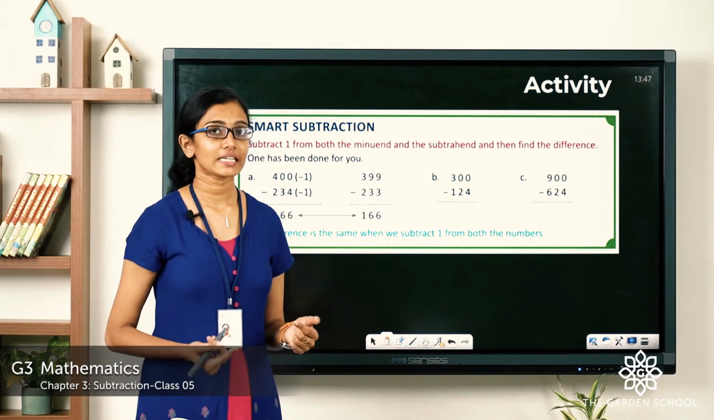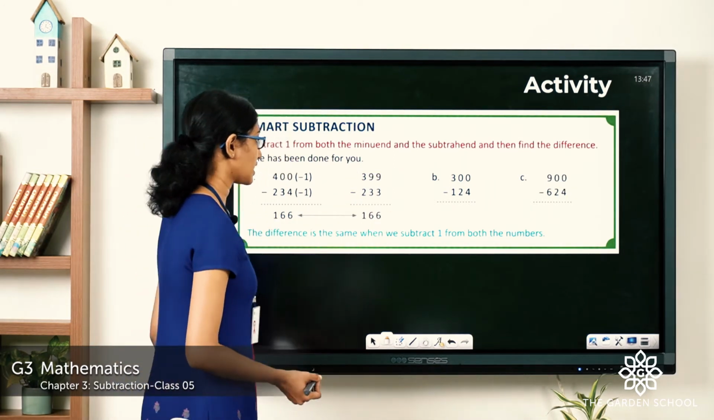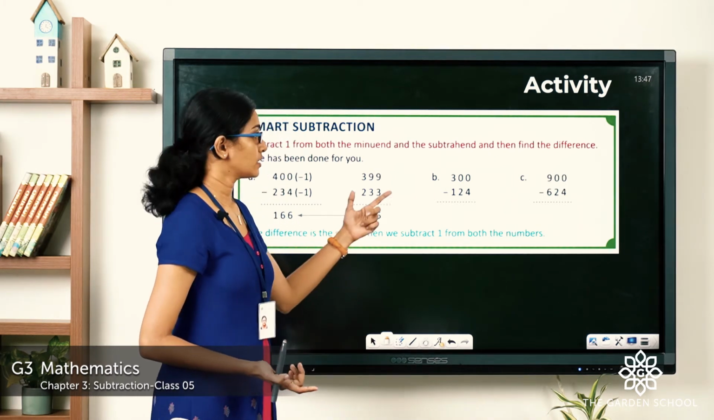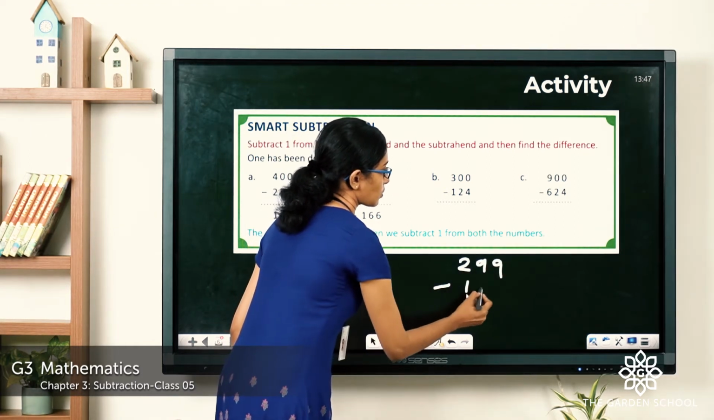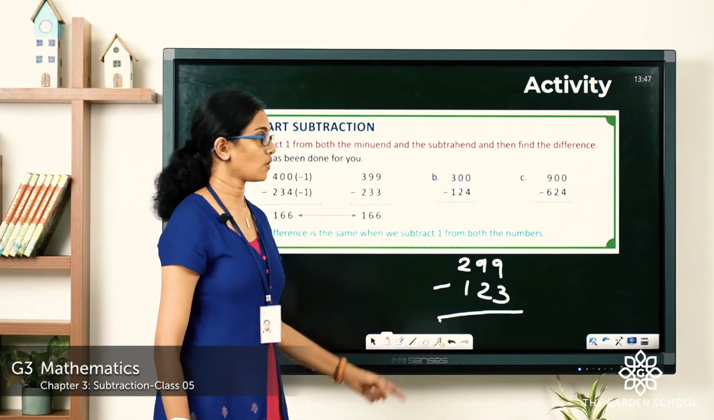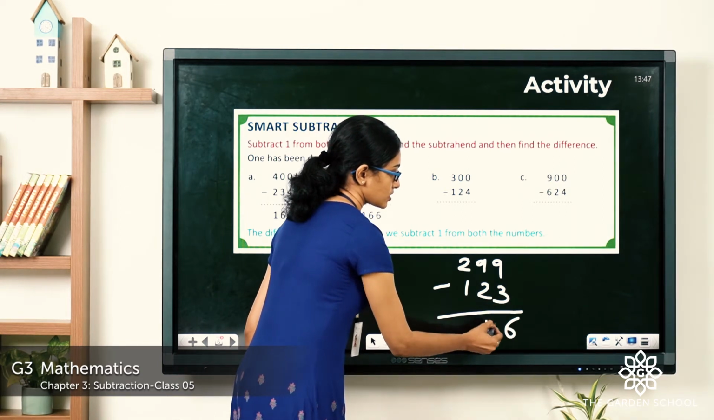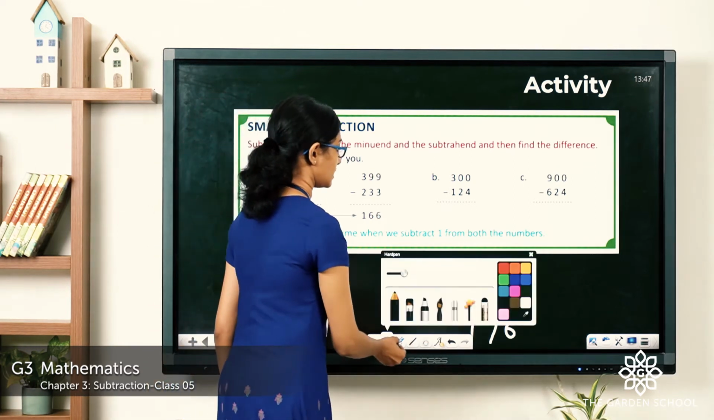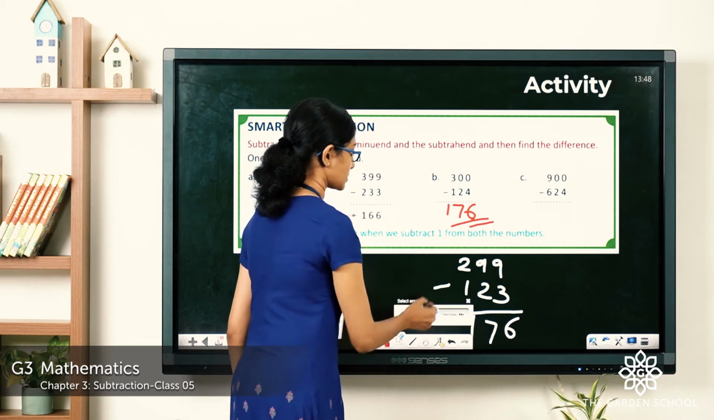Hope you finished writing the differences. Now let's see the answers once again. So 300 minus 124. So from the shortcut that we learned earlier today, we can rewrite this as 299 minus 123, which is 300 minus 1 and 124 minus 1. Let's do the subtraction easily. 9 minus 3 is 6, 9 minus 2 is 7, and 2 minus 1 it's 1. So the difference is 176.